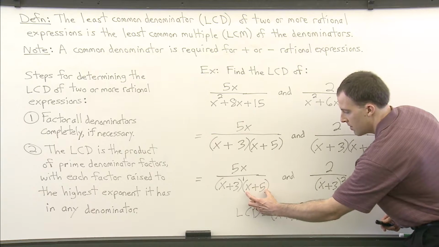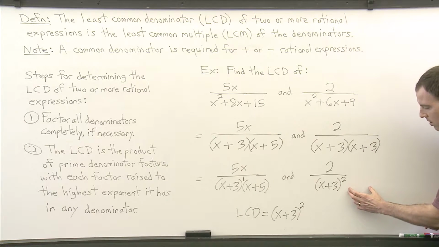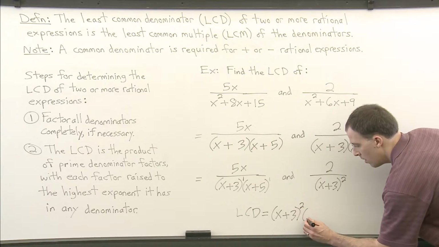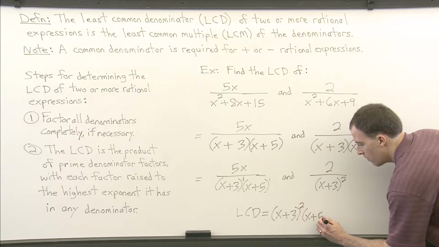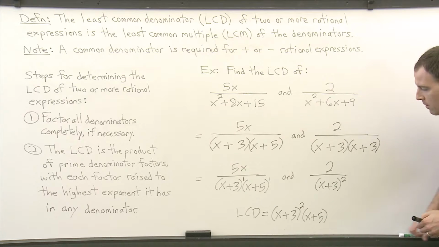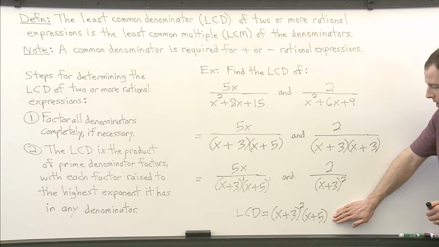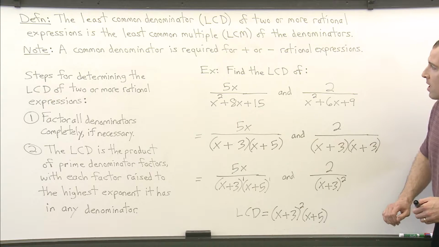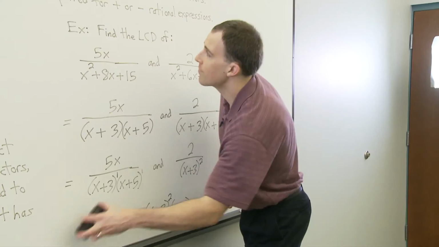The first denominator has an x plus 5. The other denominator does not have an x plus 5, so it's like x plus 5 to the first power there. We just need a single x plus 5 for the common denominator. So our LCD, our least common denominator, is x plus 3 squared times x plus 5. I've got another example I'll show you momentarily.